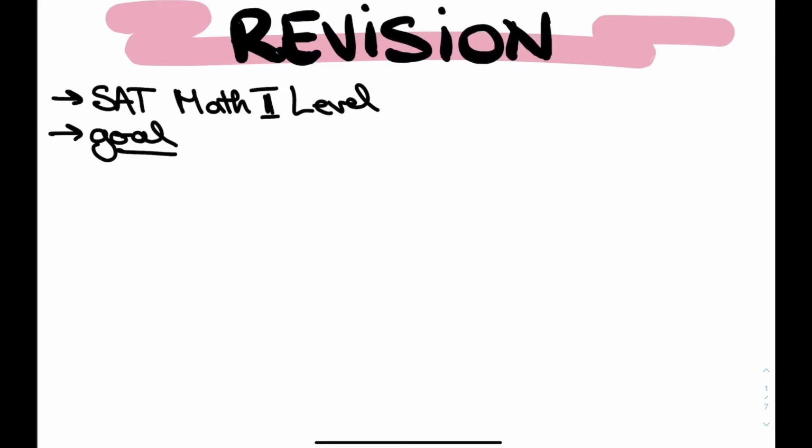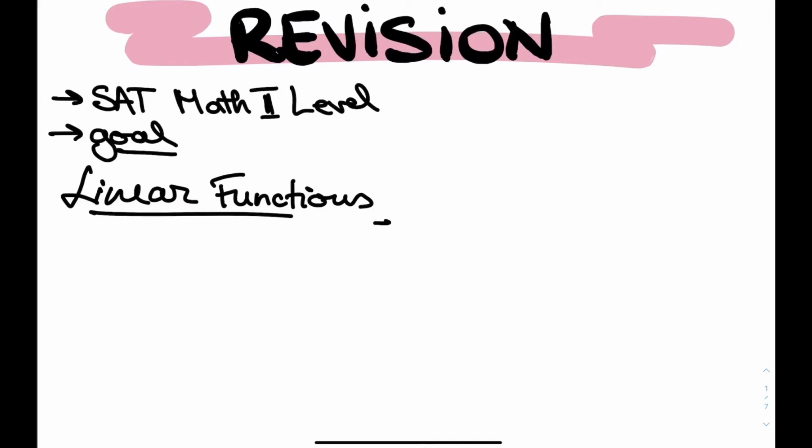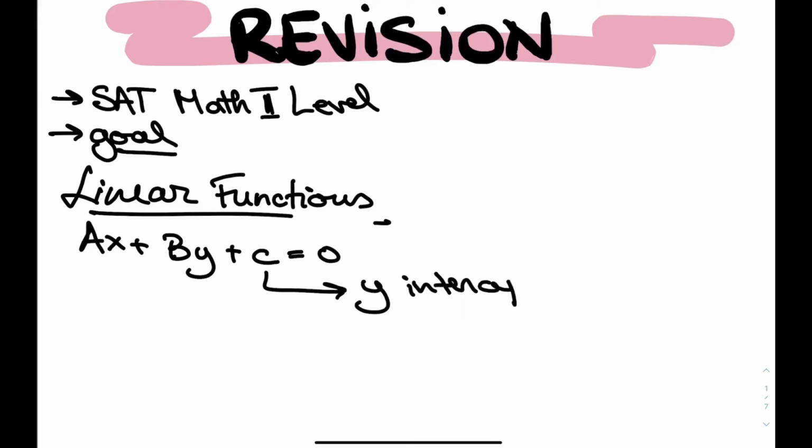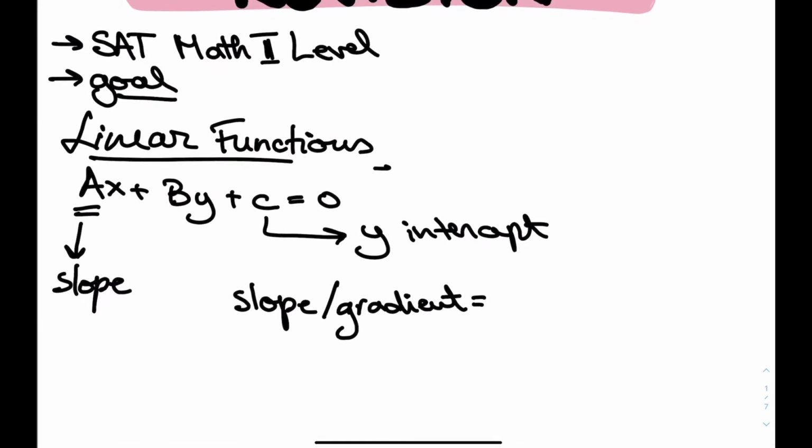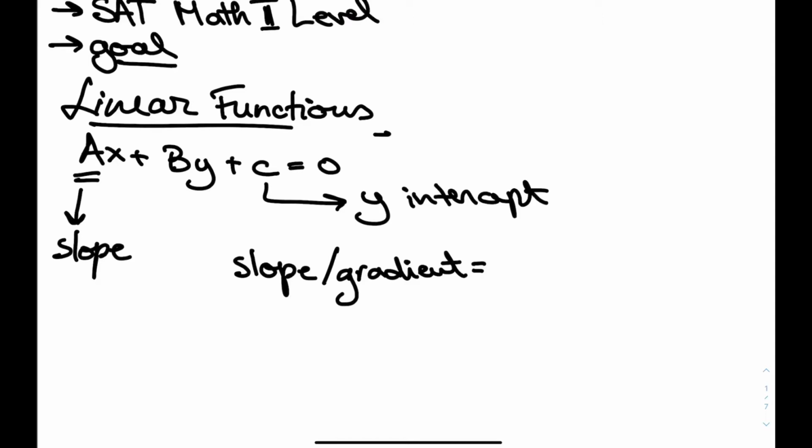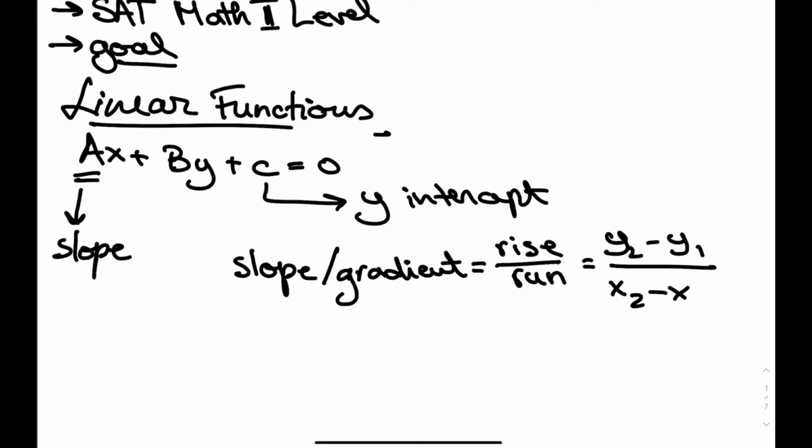First of all, linear equations or functions. Let's say functions. Linear functions. So we know that linear functions do look like this. Equals to 0. This is the y-intercept. And this is the slope. What is the slope exactly? So slope, it's actually also known as gradient, equals rise upon run. Or if you have between 2 points, y2 minus y1 upon x2 minus x1.